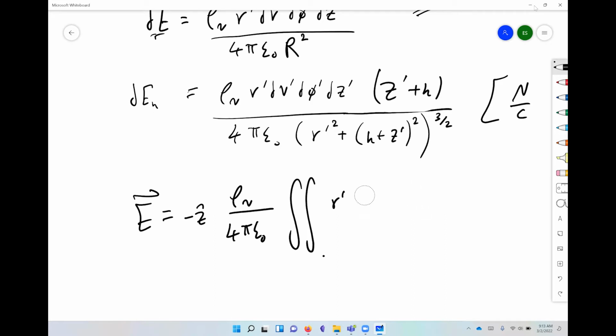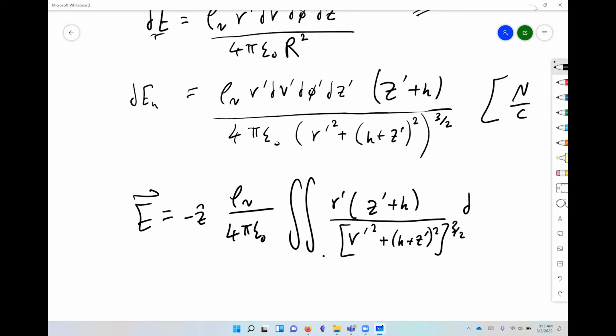r prime, z prime plus h, over r prime squared plus h plus z prime squared to the 3 over 2. What should the order be? Let's do dphi prime first, then dr prime, then dz prime. Okay, so that's the integral.